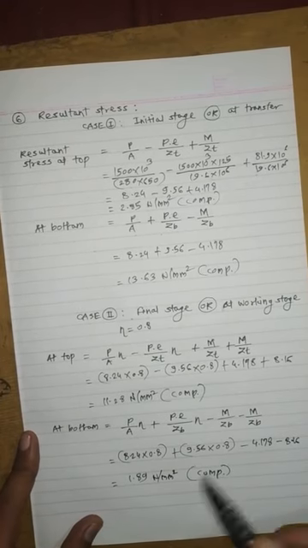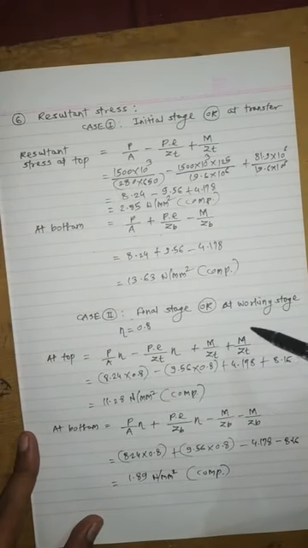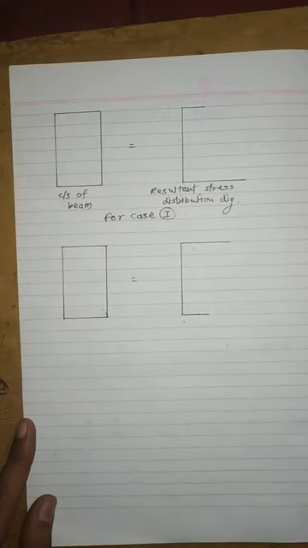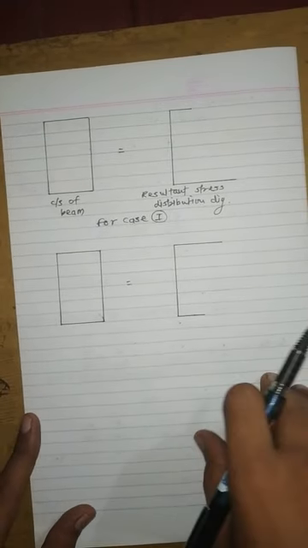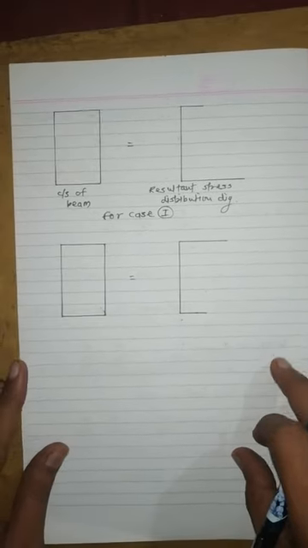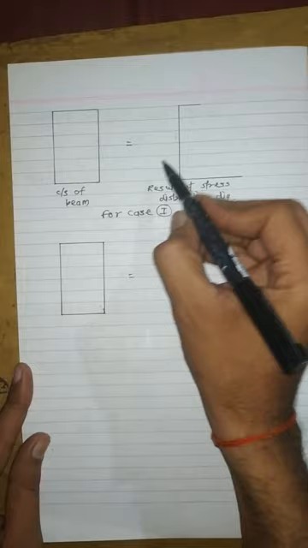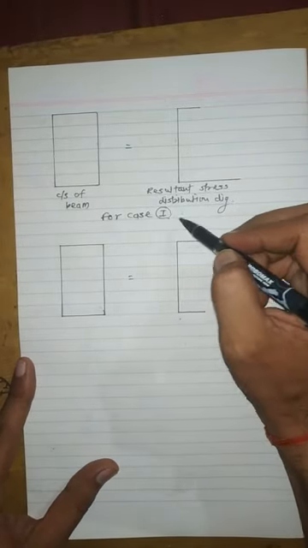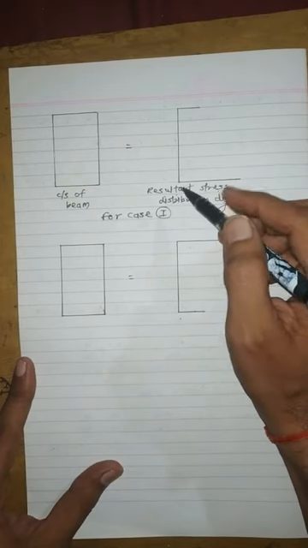So in this way we find resultant stresses at initial stage and at final stage, or at transfer or at working stage, at top, at bottom, again at top, at bottom. Then the last step is to draw the resultant stress distribution diagram for initial and final condition. So here first the cross section of beam, then directly we draw the resultant stress distribution diagram for case 1, that is at initial stage or at transfer stage.